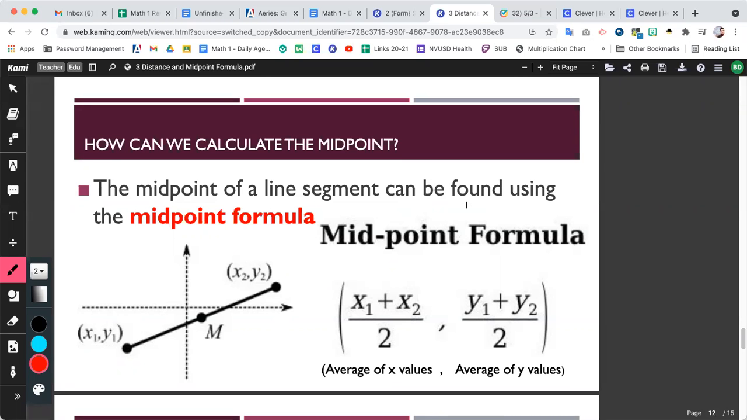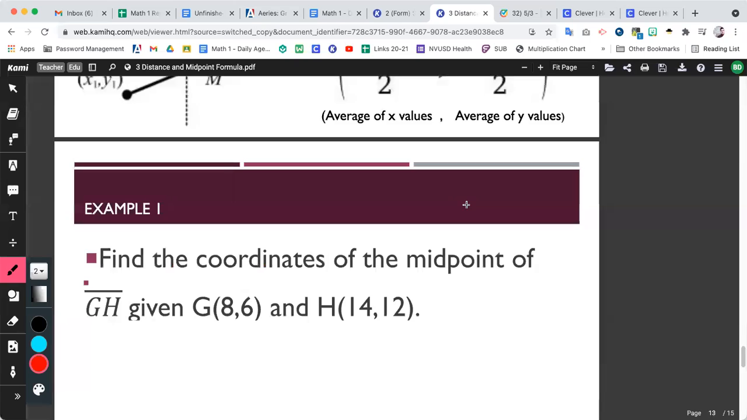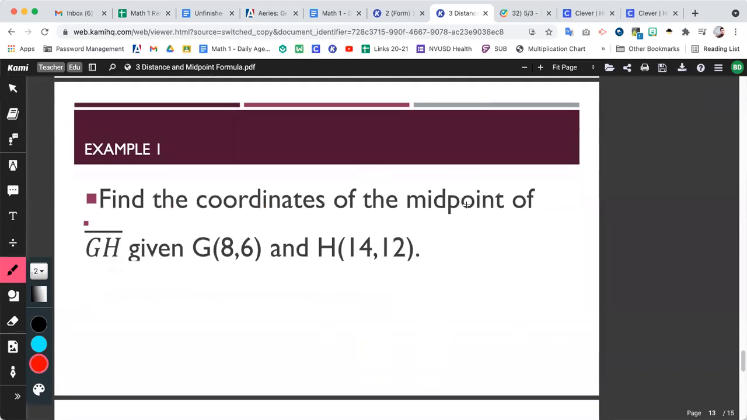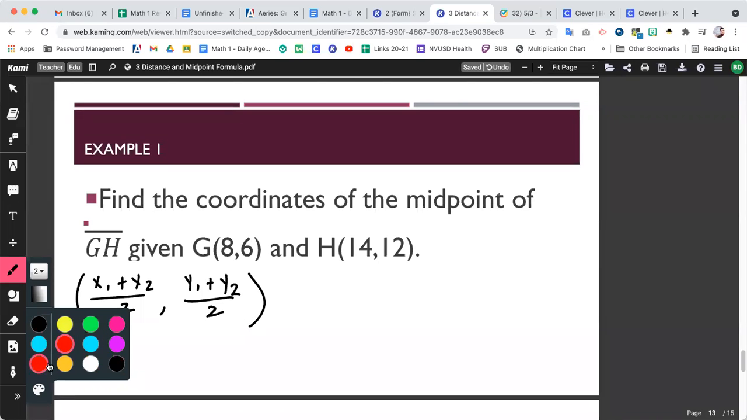Okay, let's go through this. We have 2 examples. We're going to start off the same way. We're going to write down our formula. So the midpoint formula is x1 plus x2, and we divide that by 2. We cut that in half. And then we have y1 plus y2, and then we cut that in half. Okay. So because I have a formula, what should I do with my points?